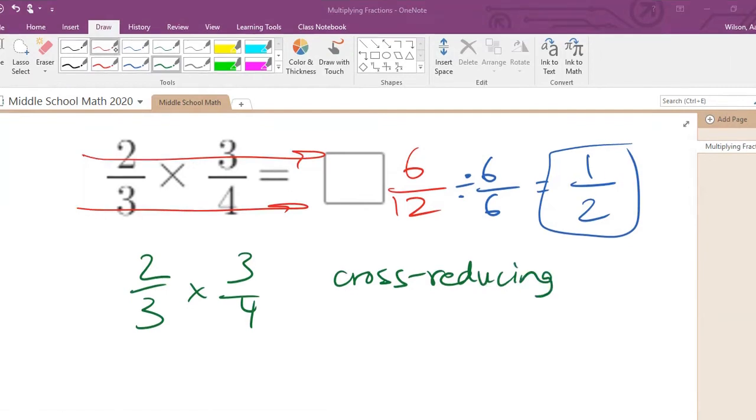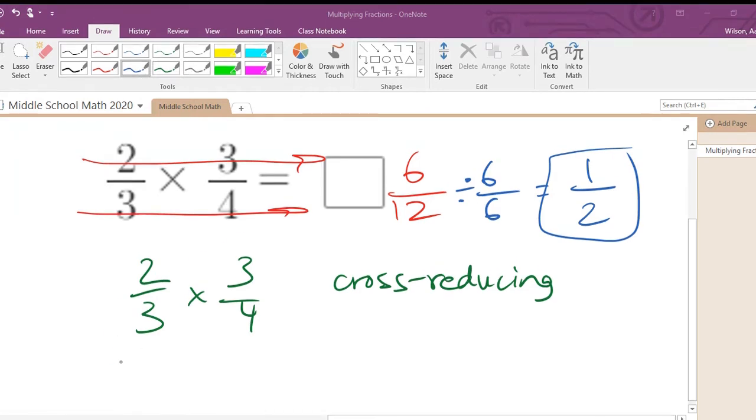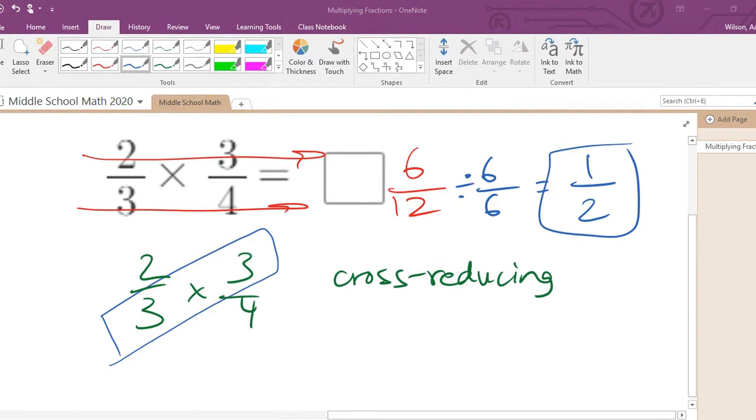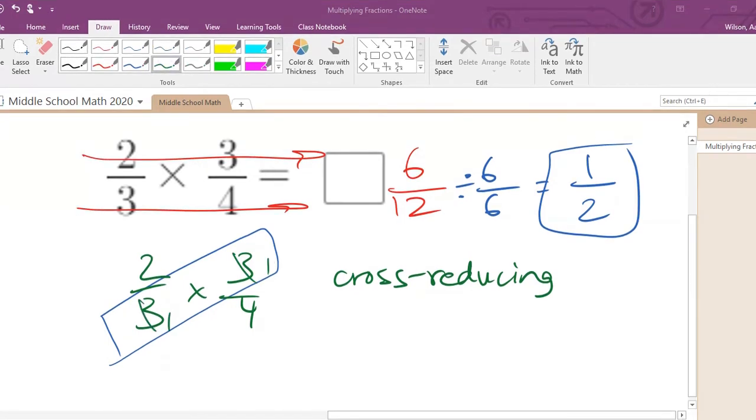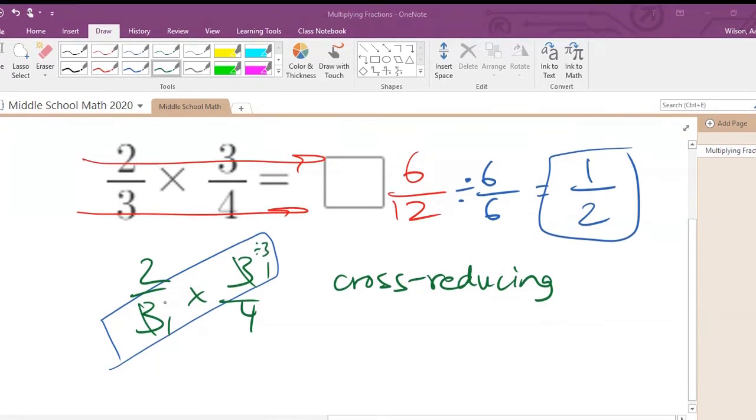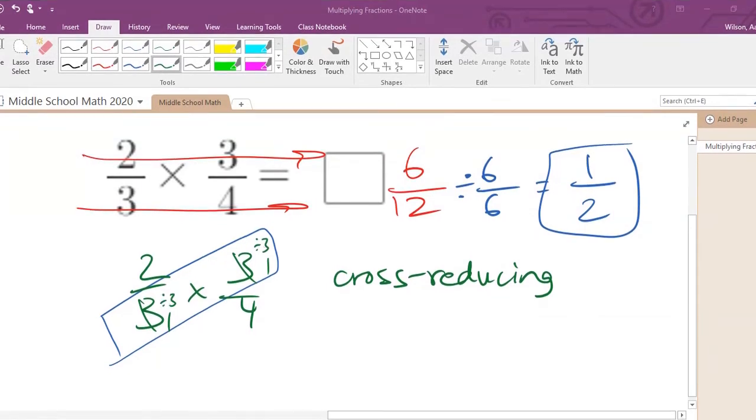Cross reducing is where you find factors that are in common diagonally. So when you stare at 3 in the numerator in one position and 3 in the denominator in the other position, that's technically 3/3. Well, 3/3 is what in simplified form? That is 1 over 1. So we can cross those out and write 1s because we're technically dividing by 3 over 3.